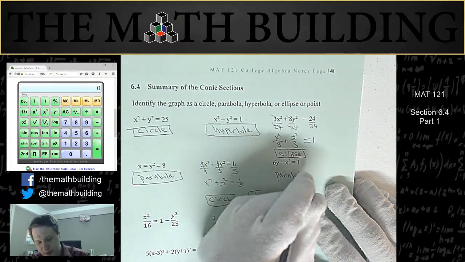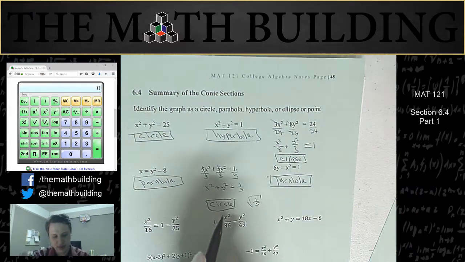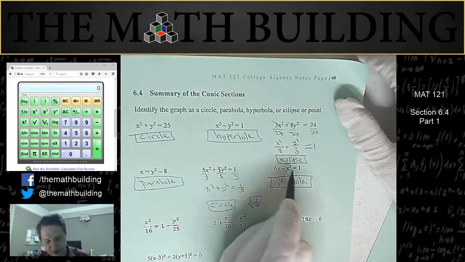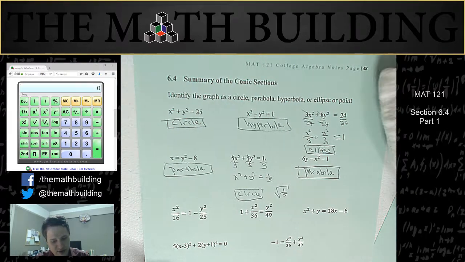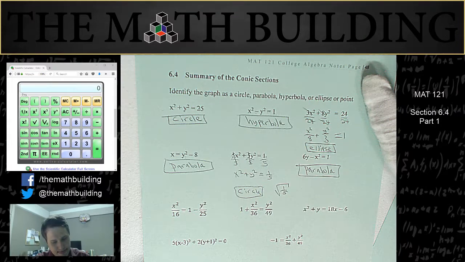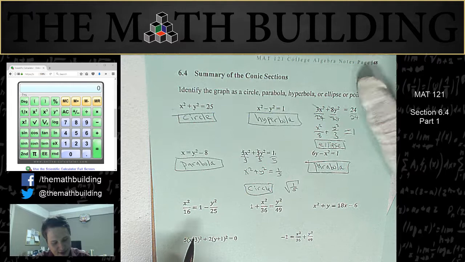Hopefully you said parabola, because that would be correct. In fact, it's a parabola that would open down, I think, because the x squared is negative. What about this one?